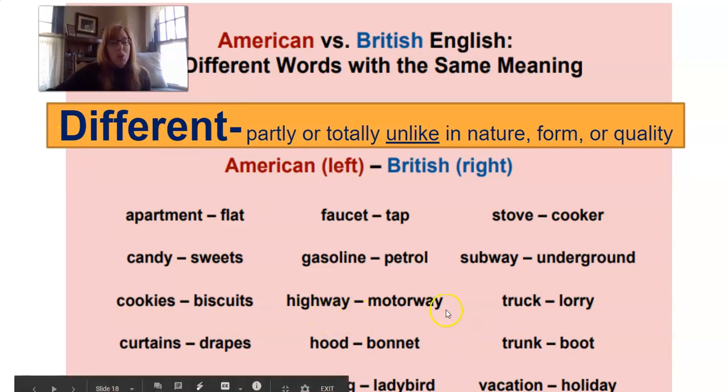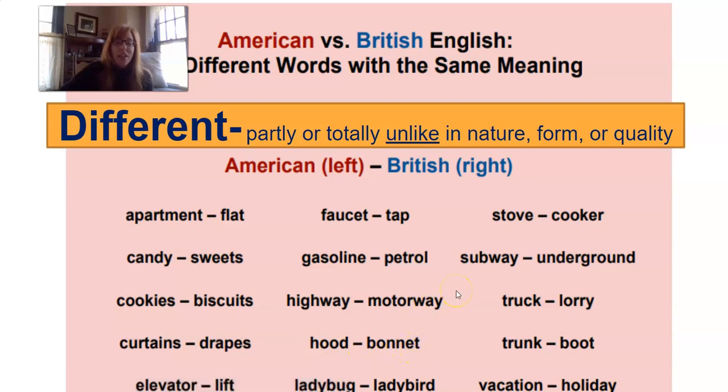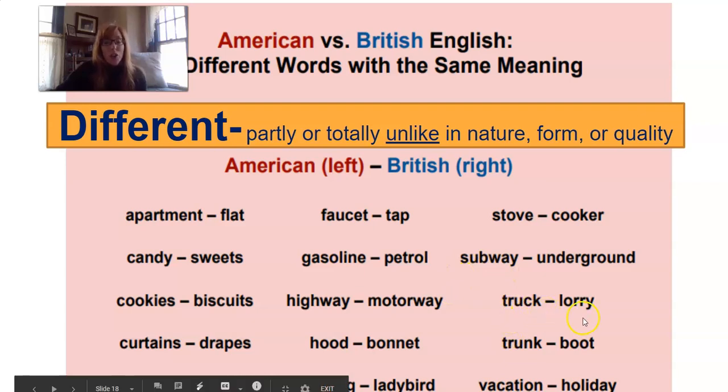Highway would be a motorway. A hood would be a bonnet. I think a ladybug is called a ladybird, which is interesting. A stove is called a cooker. Makes sense that you would call it a cooker. A subway is underground. It's weird, why wouldn't we have just kept it called an underground? Because it is underground. Why did we change it to subway? Interesting. Food for thought. All right, truck is called a lorry. The trunk is called the boot, and a vacation is a holiday.